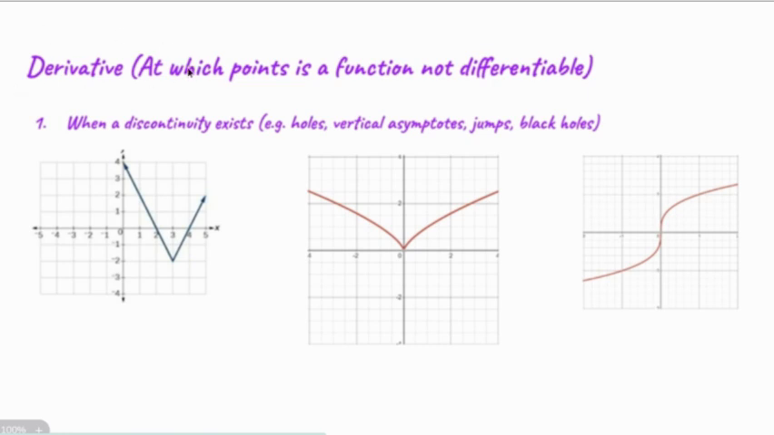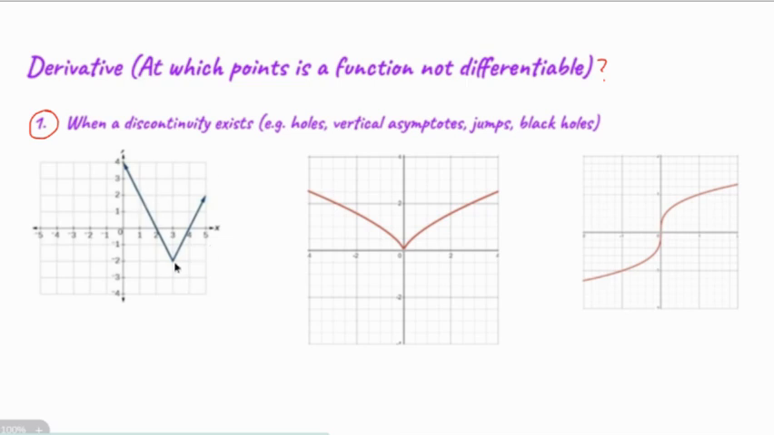So derivatives. At which points is a function not differentiable? And that probably deserves a question mark. This first one is just a single solitary point: when discontinuities exist. If the point can't exist, or the limit can't exist, then we can't have any derivative exist. So this is holes, vertical asymptotes, jumps, that kind of thing. So where else? Well, these 3 graphs are going to demonstrate when a function is continuous but not differentiable.